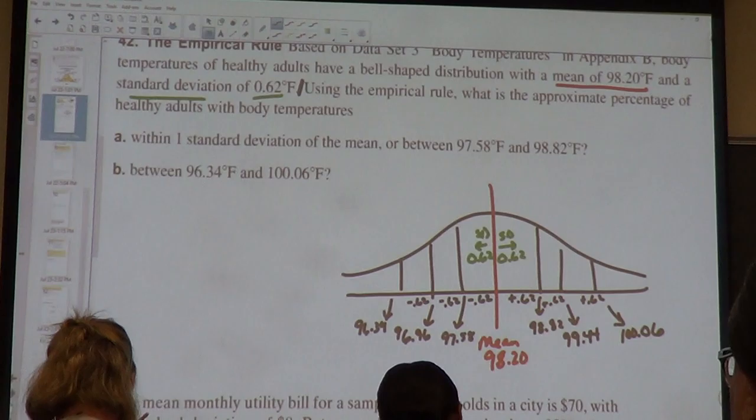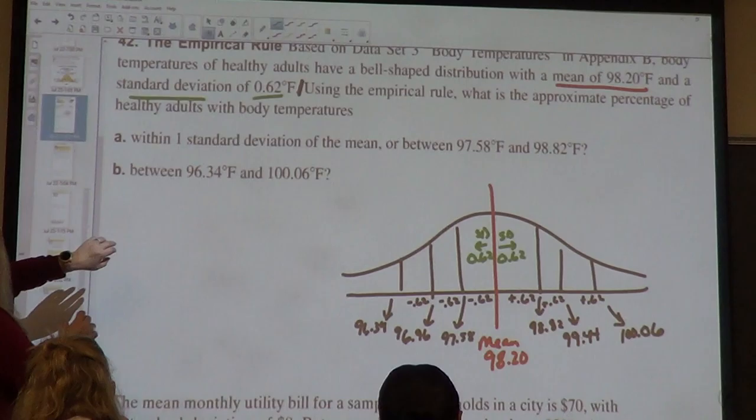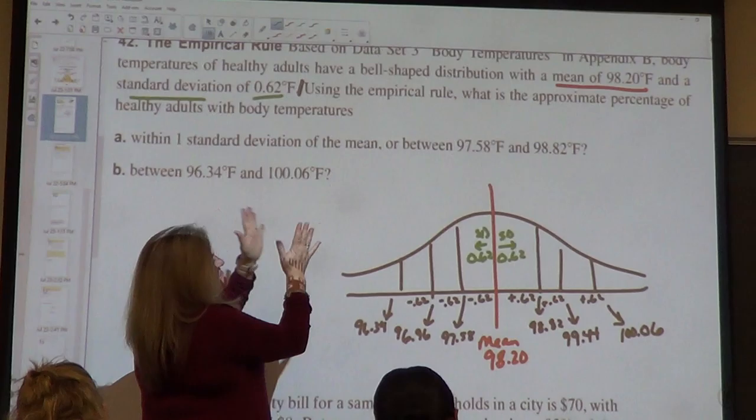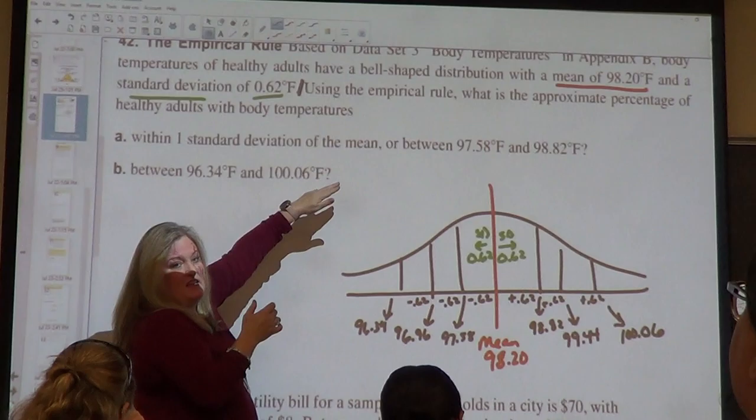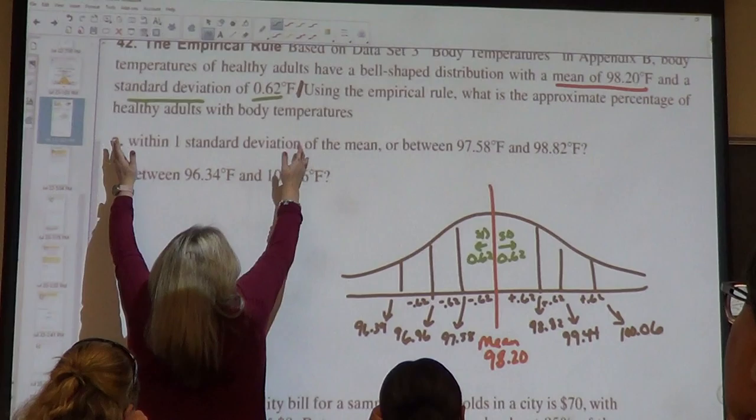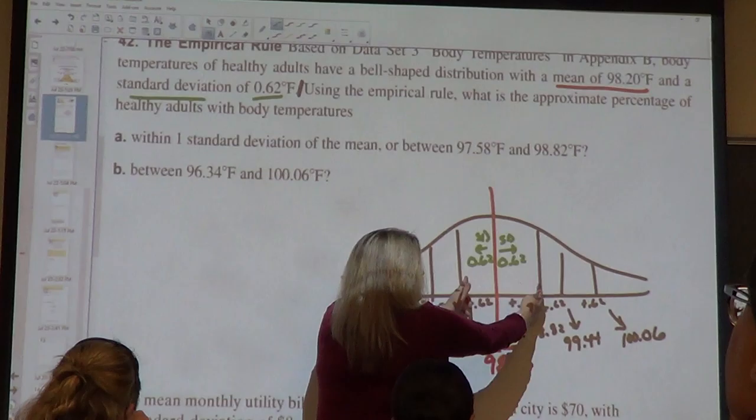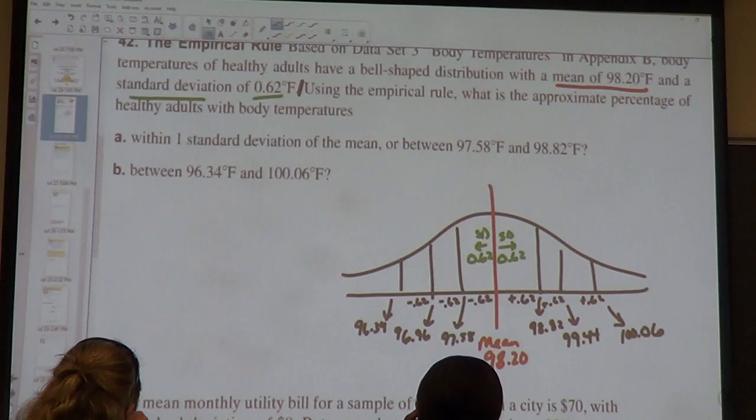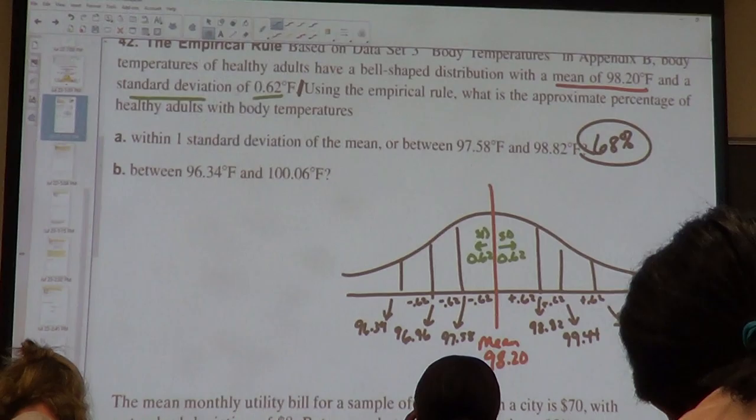Now, question: use the empirical rule. So they're telling us to use the 68, 95, 99.7 rule within one standard deviation of the mean. So this is saying what percent is within one jump? 68. Or between 97.58 and 98.82. They're the same thing. So what's our percentage? 68. Because that would be this piece right here.